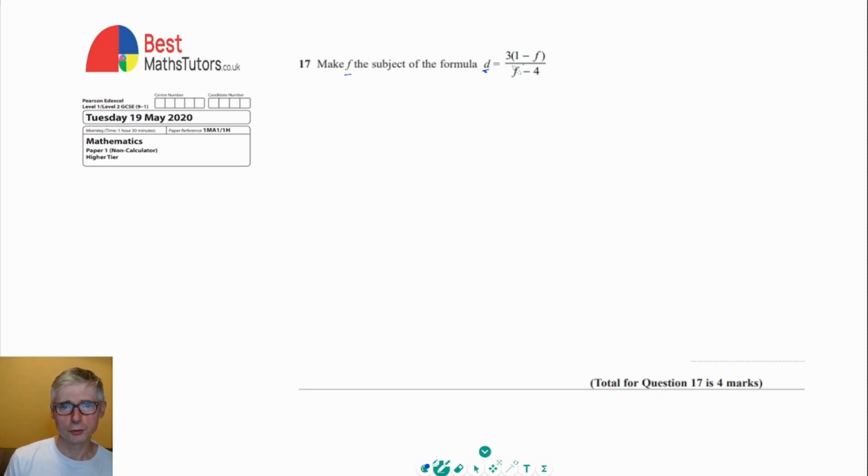The first thing I might do is take the f minus 4 that's on the bottom, and multiply both sides by f minus 4. The f minus 4 cancels on this side, and I'll end up with f minus 4 in a bracket times d equals 3, and then in the other bracket I've got 1 minus f. That's better because I don't want the thing I'm looking for to be in the denominator, the bottom of the fraction.